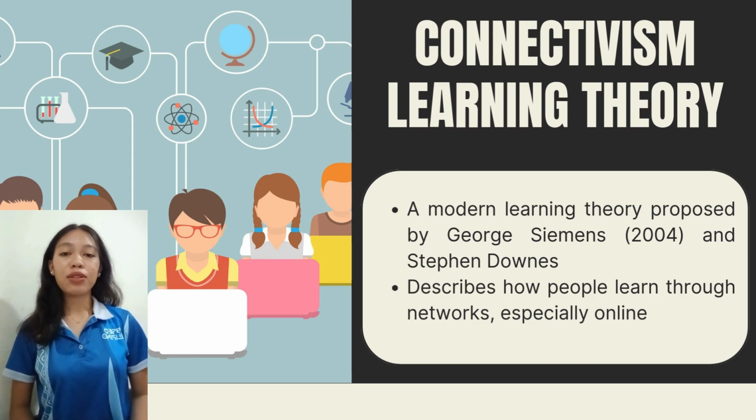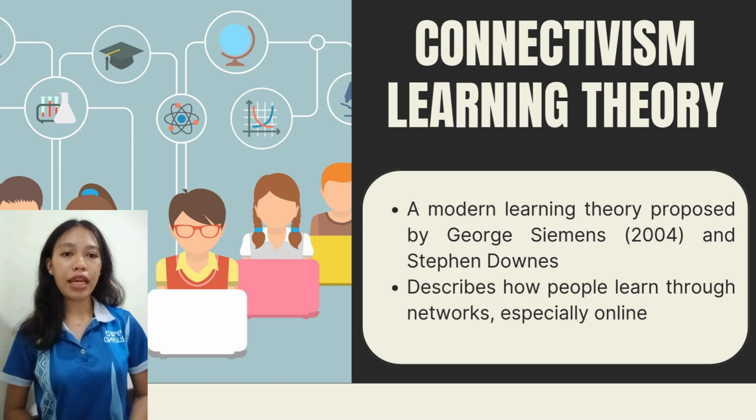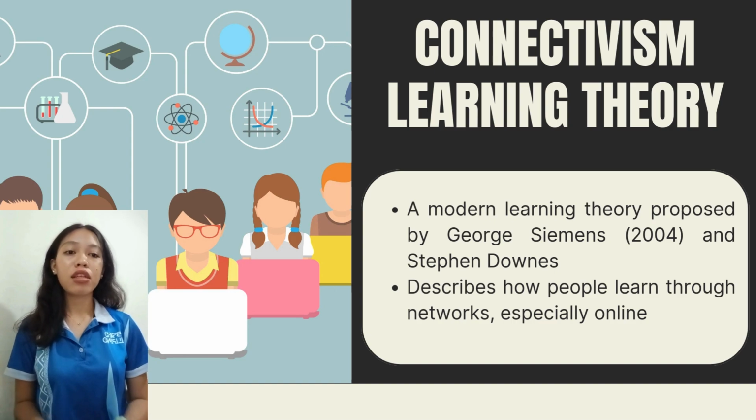Now, let us proceed to the next learning theory, which is the connectivism learning theory. It is a modern learning theory posed by George Siemens in 2004 and Stephen Downes. It describes how people learn through networks, especially online. So, connectivism explains that learning happens through networks, like connections between people, technology, information sources, and digital communities.